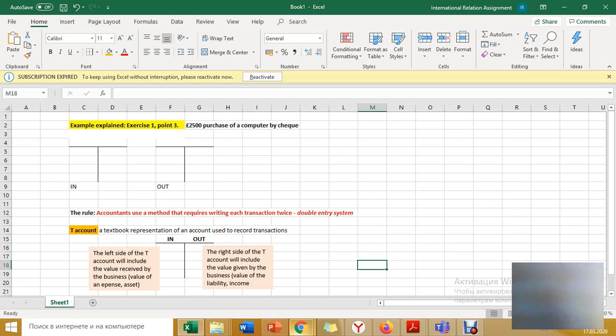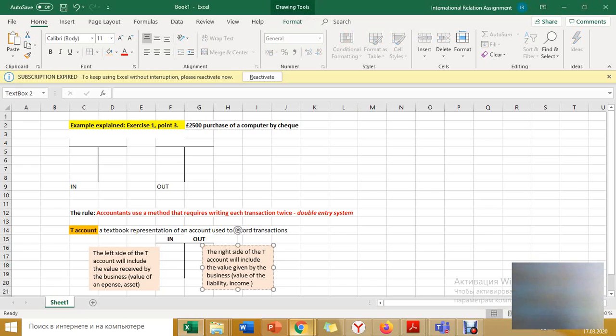So the T account is a textbook representation of an account used to record transactions. Okay, so basically in a T account you're going to draw a T, right? And the left side is always going to include the value received by the business, and those would be some expenses or assets. And on the right side you're going to include the values that are given by the business, right? Values of liabilities, income, and so on and so forth.